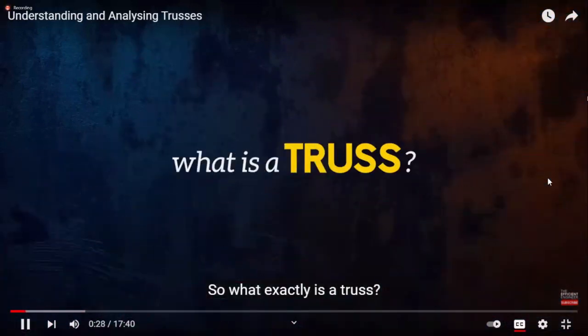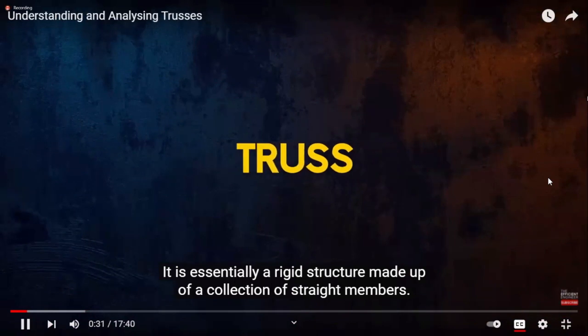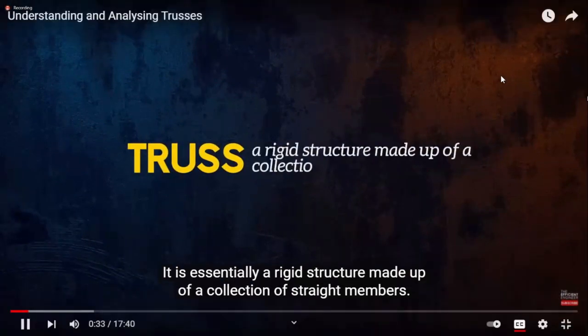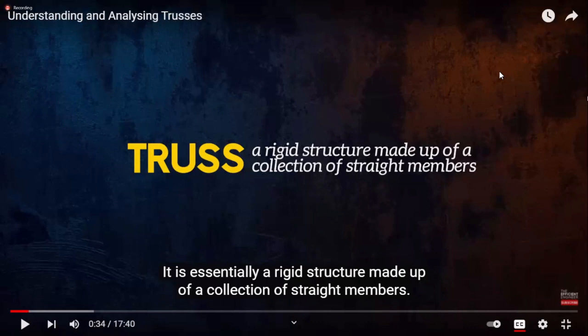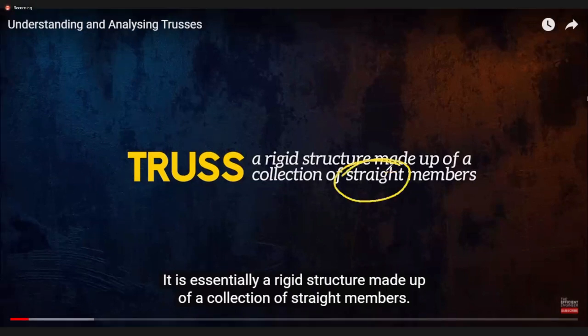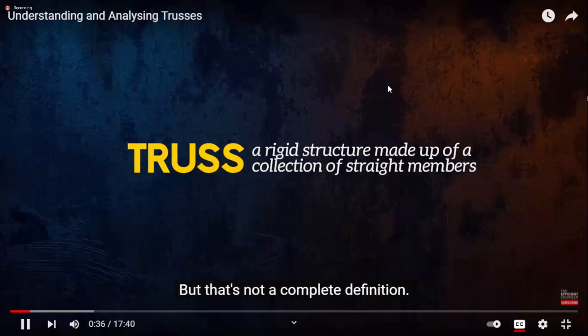So what exactly is a truss? It is essentially a rigid structure made up of a collection of straight members. Remember the word straight over here. All the members are straight. There are no curved members in a truss as such. Sometimes there are, but most of them are straight. But that's not a complete definition.